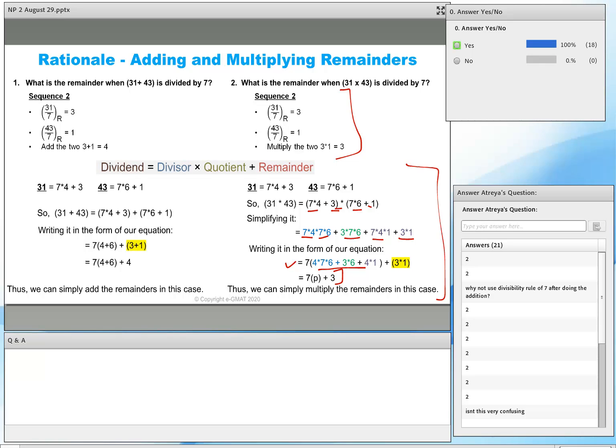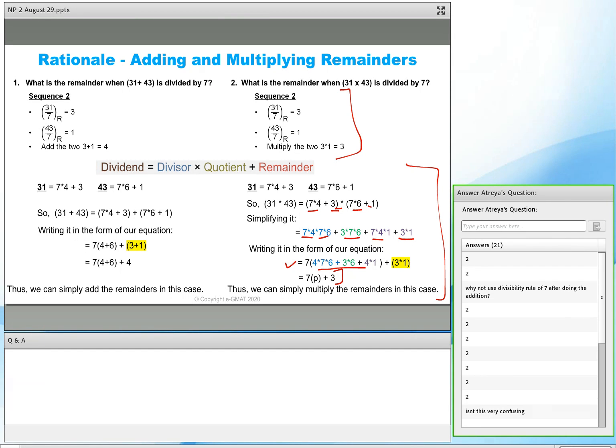Why not use the divisibility rule of 7? I am not very sure if I know the divisibility rule of 7, just because it's very convoluted, right? And that's the reason I'll not be using the divisibility rule of 7. It's way, way easier if I do it the normal way, I would say, right?